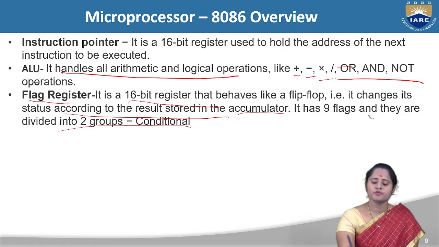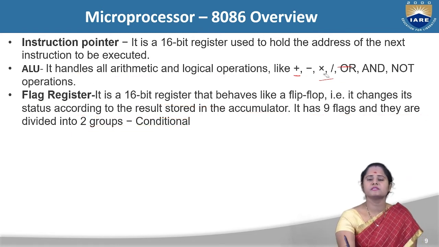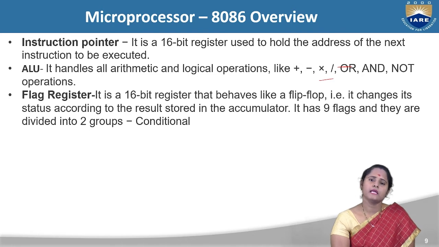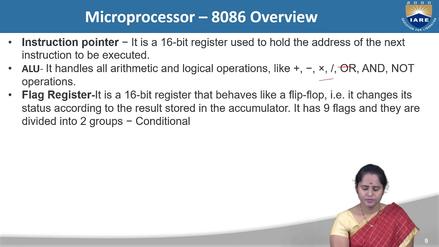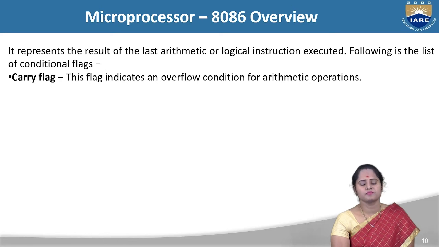By default, the result of any instruction executed by my 8086 microprocessor will be stored in the AX register. Here we have 9 flags, divided into conditional and status flags. So we'll come across the conditional flags first.